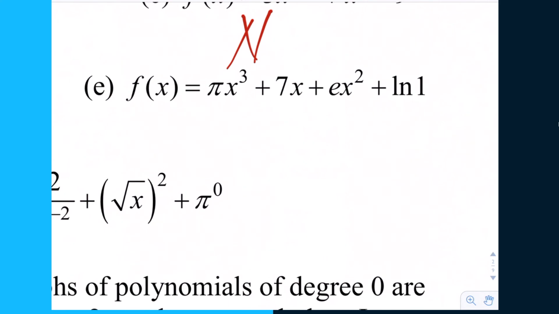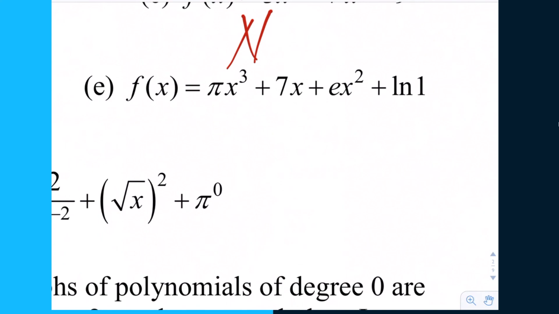Go term by term. Is pi real? Oh, yeah. It's also delicious. X cubed. Is 3 whole? Yeah. So first term's good. 7's real. X to the first is whole. Good. Plus, is E real? It is. I said it was earlier. It still is. It's 2.718. And so it's real. It's transcendental irrational.